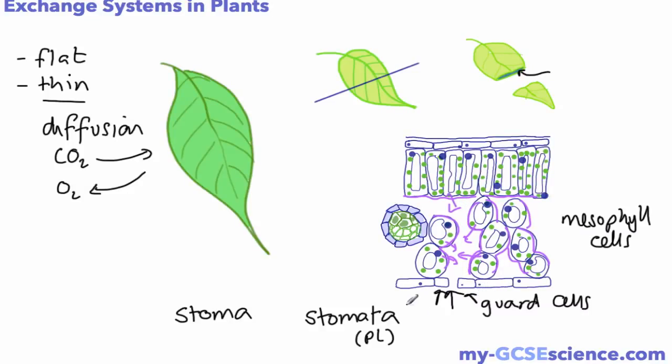But that's the key features of the leaf and the key features of the exchange systems in plants, the key substances that we need to exchange. And you should be aware of how the leaf, the roots, the plant has different structures that allow maximum exchange, maximum surface area for exchange of substances with the environment.